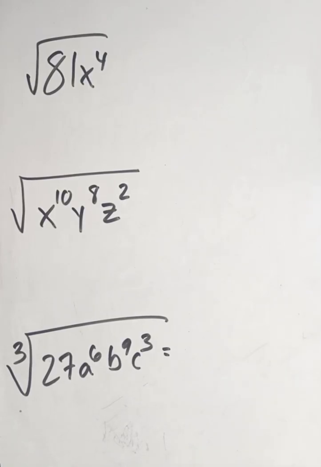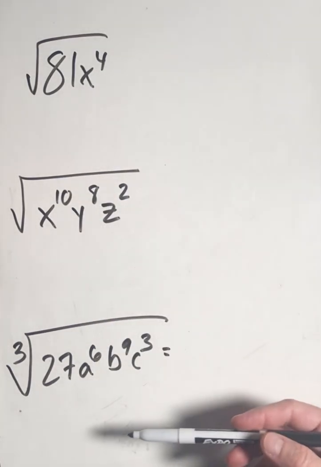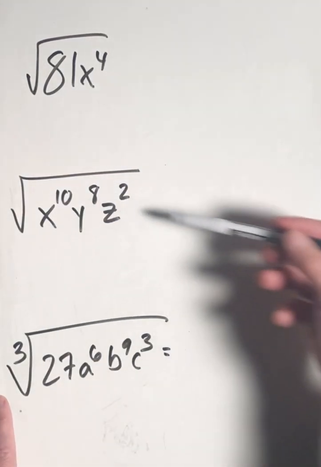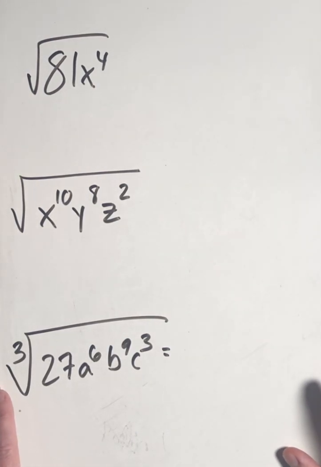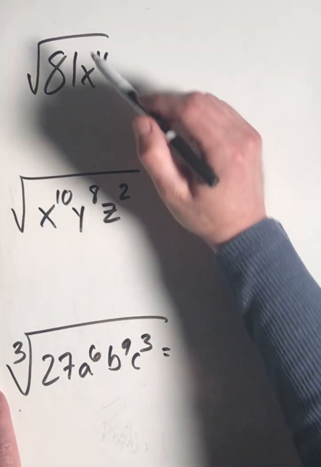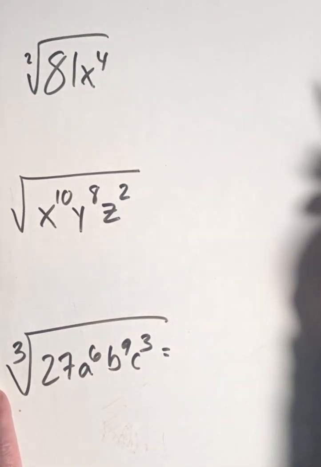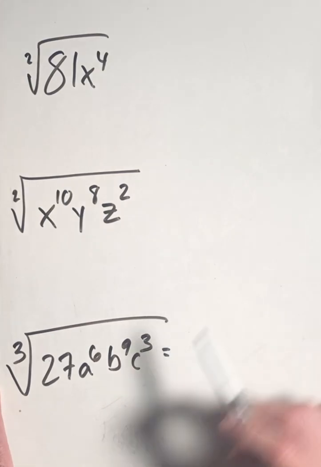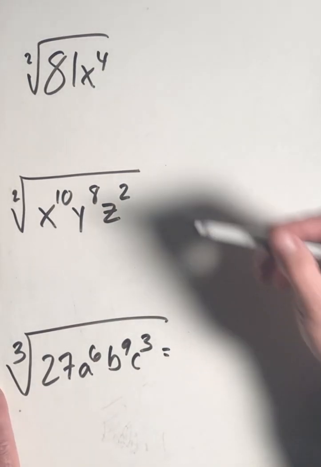To simplify radical expressions that have coefficients and multiple variables, we'll always handle the coefficients first and then the variables in alphabetical order. The index here is not included, so we can assume it is a 2. The same thing here, there's no index included, so we'll assume it is a 2. Here the index is 3.